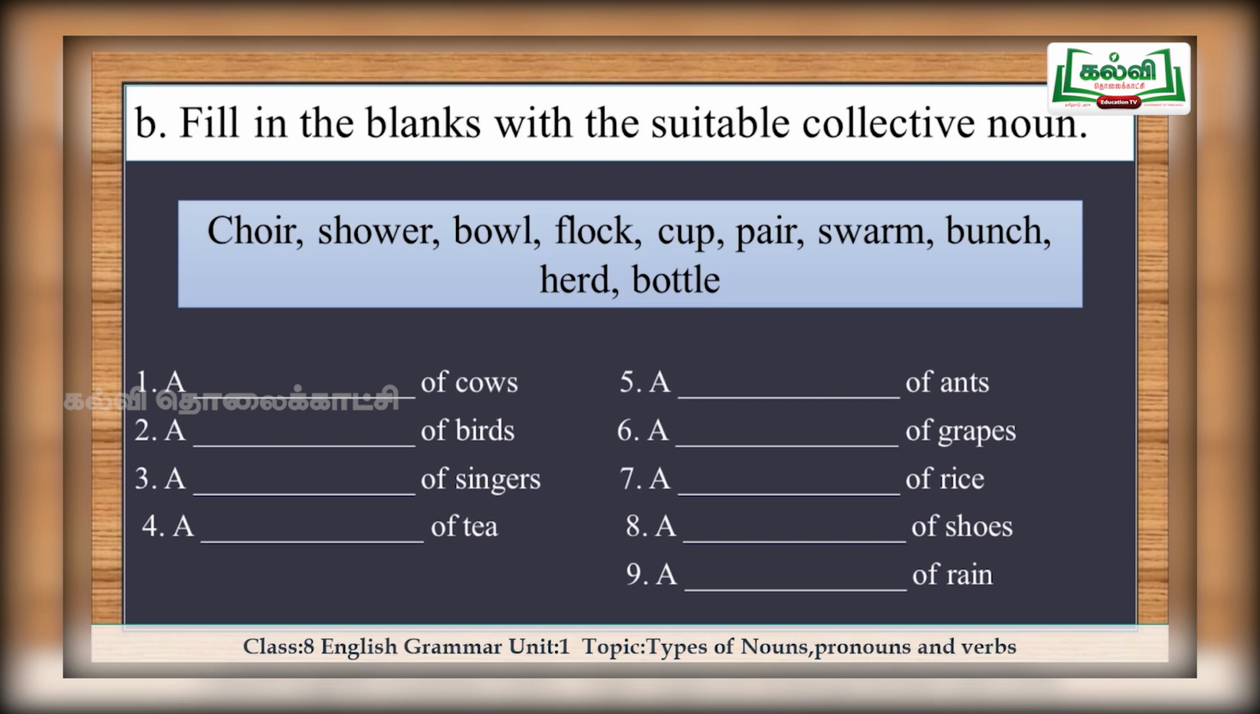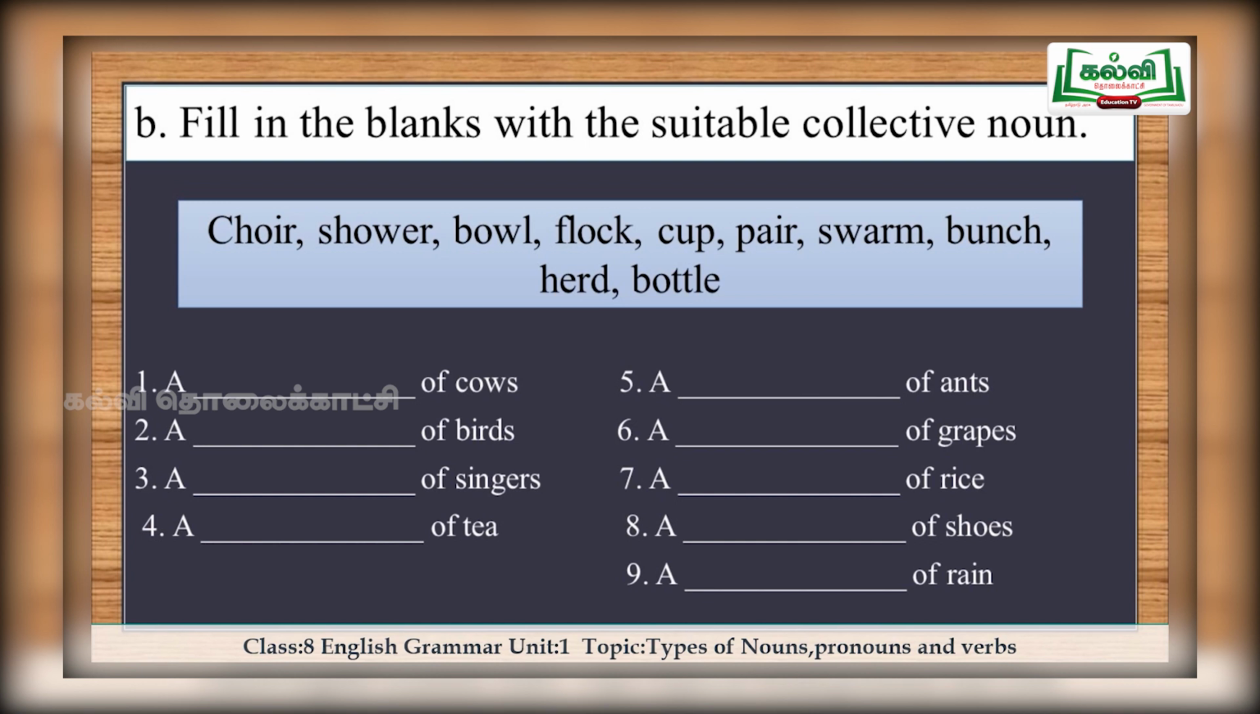Here we have given some words as answers, and you are going to fix the suitable collective noun to this. Number one question is: a dash of cows, a dash of birds, a dash of singers, a dash of tea, a dash of ants, a dash of grapes, a dash of rice and a dash of shoes. You might have already guessed the answers.